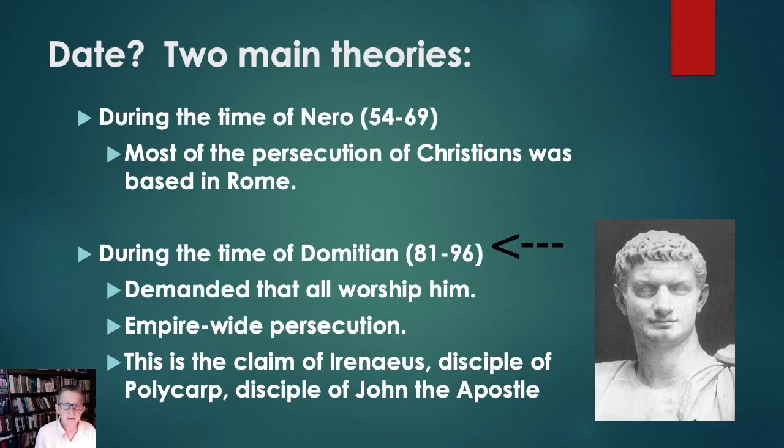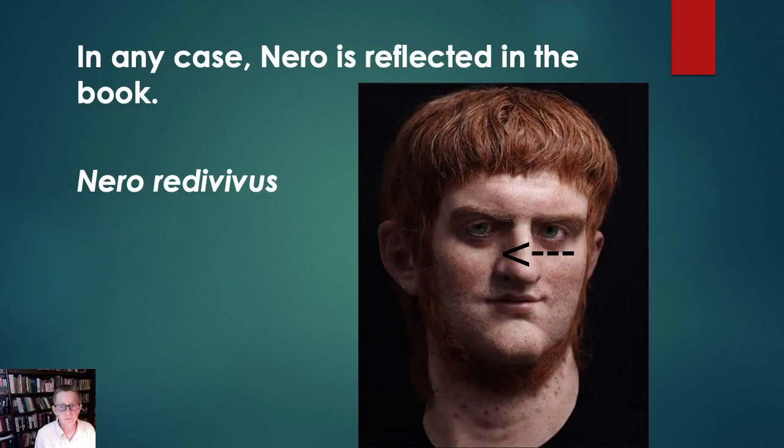If it is by the same John as the other Johannine literature, which we also place late in the 1st century, this might be the last of his writings, sometime in the 90s, in the time of Domitian. In any case, Nero is reflected in the book. Isn't that a beautiful face? There is a theory called Nero Redivivus, that's Latin for Nero revived.